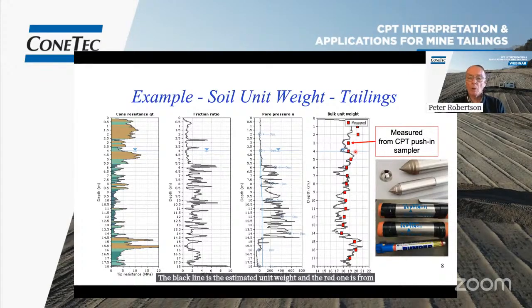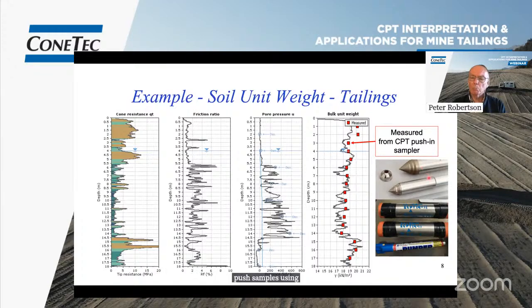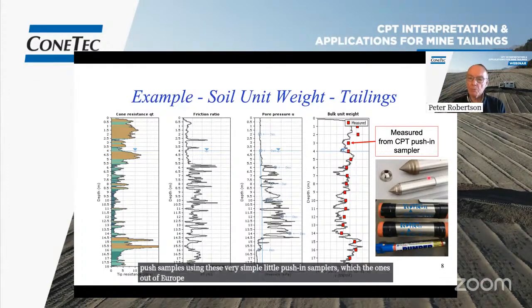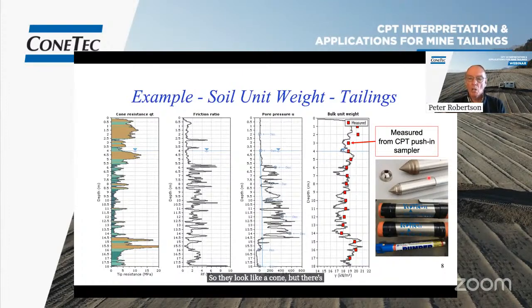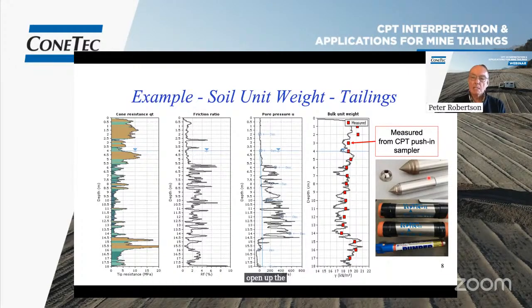And this is from a site where every meter they moved over and pushed samples using these very simple little push-in samplers, which the ones out of Europe are often referred to as Mostap samplers. So they look like a cone, but there's no electronics inside. You push them closed-ended, and when you get to the depth required, you pull back, open up the sampler, and then take a sample over a depth increment.